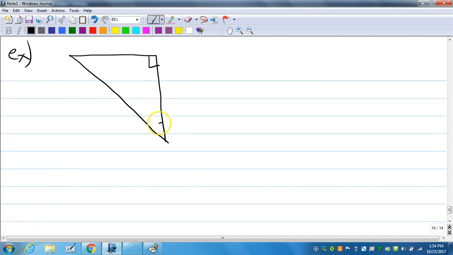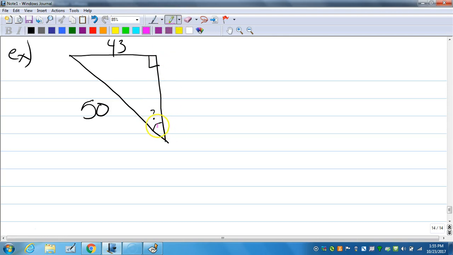Let's say the angle is right here. This is my question mark. And we have this number to be 50. And this number is 43. And that's it. Find that angle.